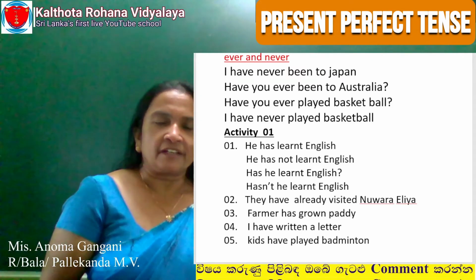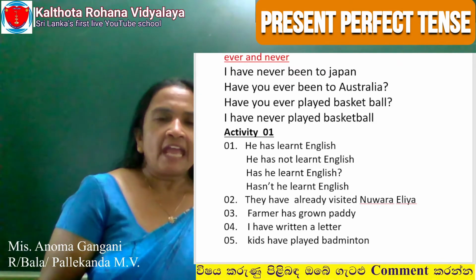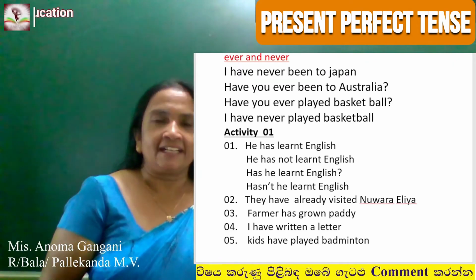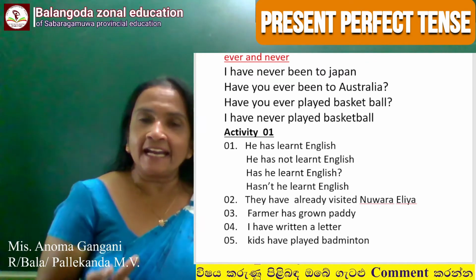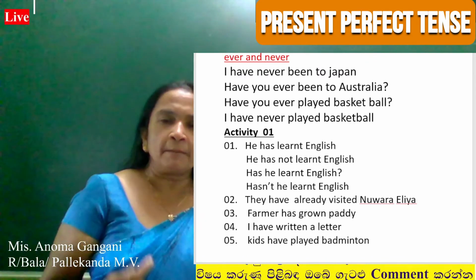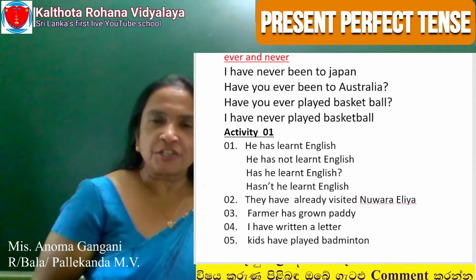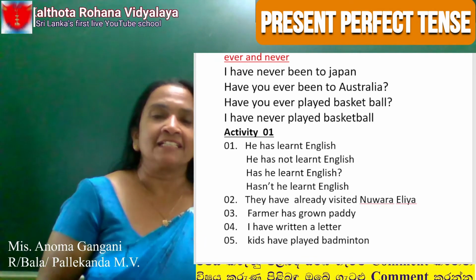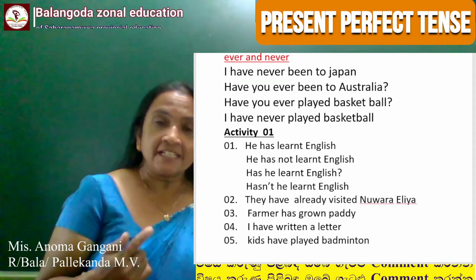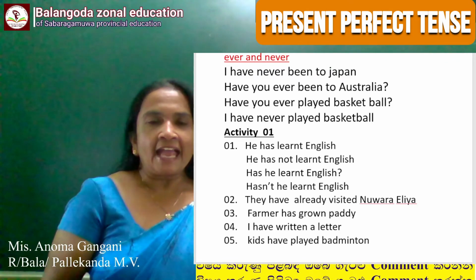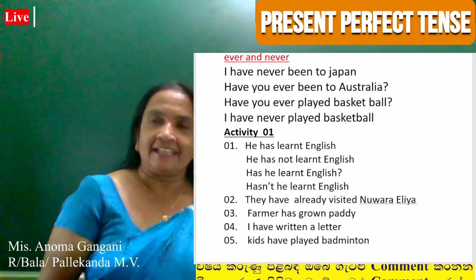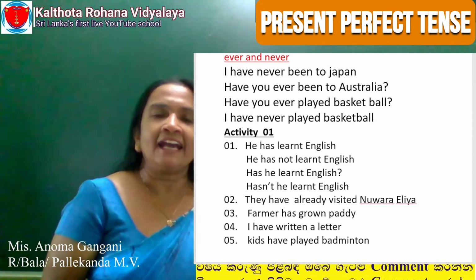Next one, question, right? Interrogative. Has he learned English? We put the question mark. There, it's a question, right? Next, negative interrogative one. Hasn't he learned English?